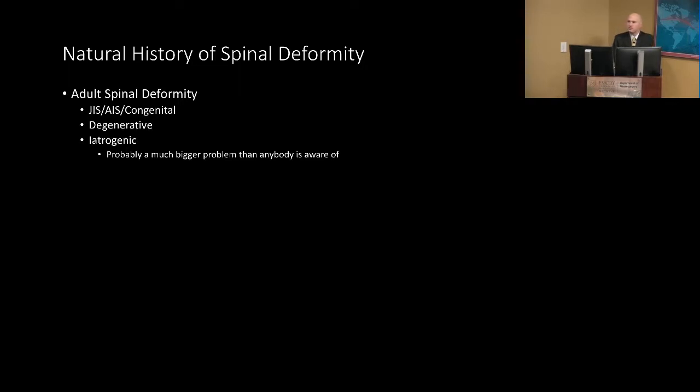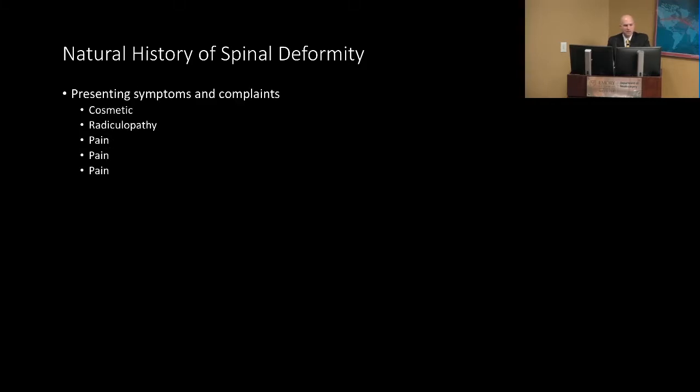One of the first and major causes of adult spinal deformity would be a juvenile or adolescent spinal deformity that is either untreated or undertreated. Degenerative causes, which we see quite commonly, especially over at Midtown, and iatrogenic, which I think is probably a much bigger problem than anybody's aware of, and it happens pretty frequently. In fact, Dr. Gary showed some interesting films of a patient who just came in who started out with a single-level laminectomy and now has a 90-degree lumbar curve. So it can change pretty dramatically.